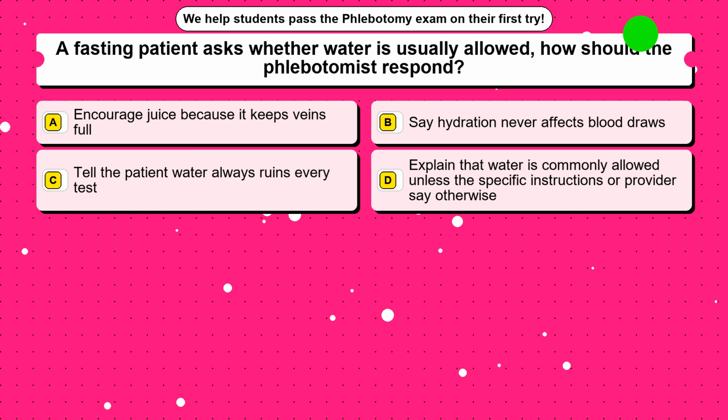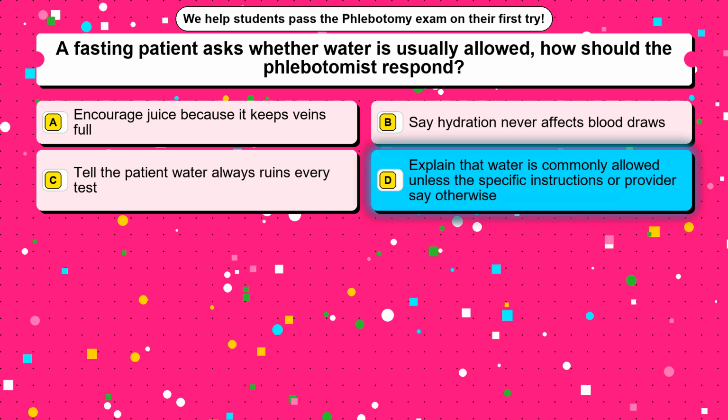Question 4. A fasting patient asks whether water is usually allowed. How should the phlebotomist respond? Option A. Encourage juice because it keeps veins full. Option B. Say hydration never affects blood draws. Option C. Tell the patient water always ruins every test. Option D. Explain that water is commonly allowed unless the specific instructions or provider say otherwise.